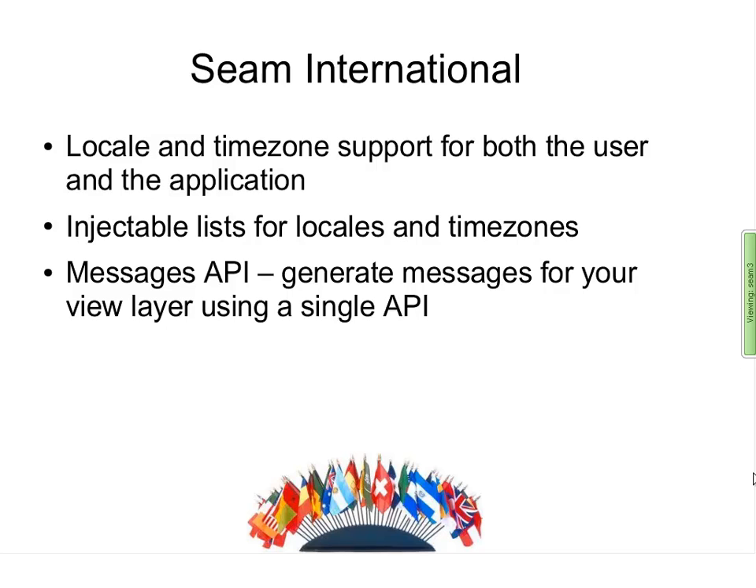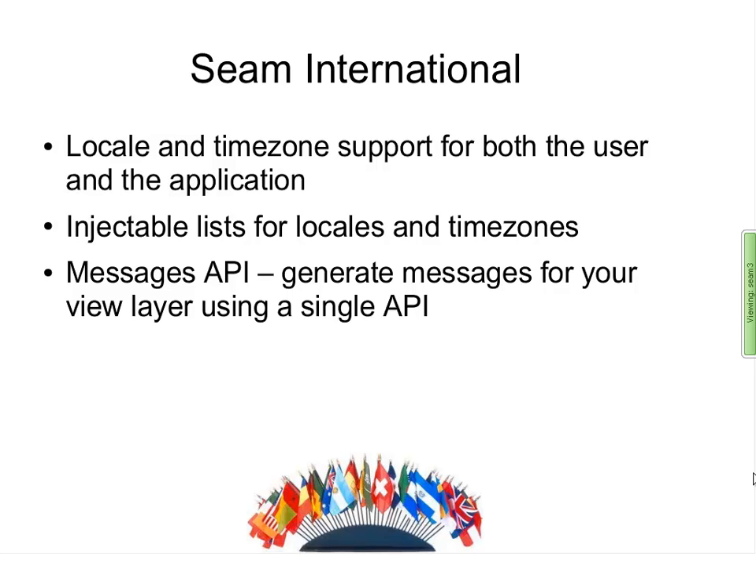The next module we're going to take a look at is Seam International. This module is really useful if you want your application to properly support a global user base. The main feature of this module is its support for locales and time zones. It allows you to define an application locale and application time zone, and then for each individual user, override those defaults so that dates and times can be shown in the user's local time zone. Text resources within your application can also be localized to their own language.